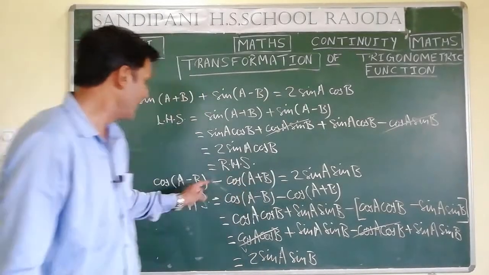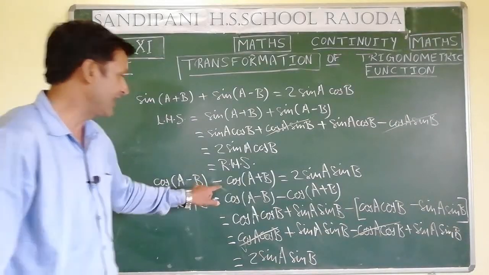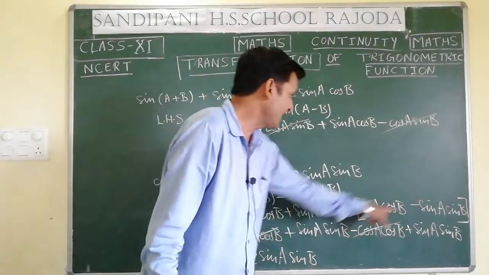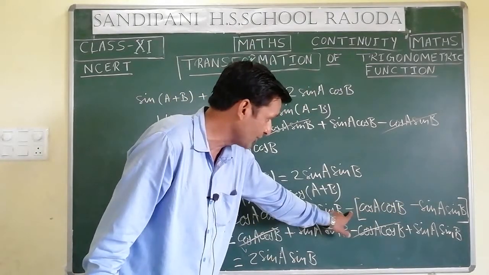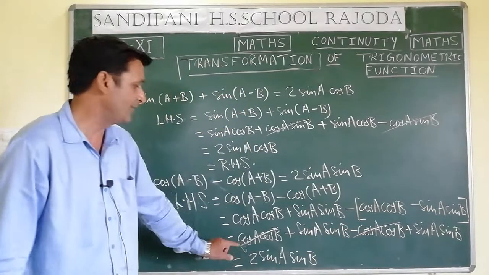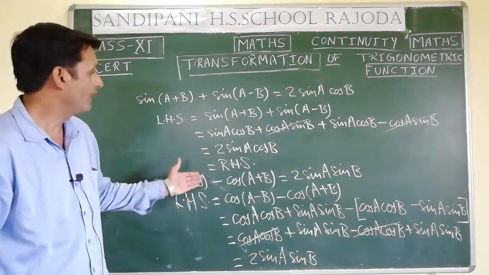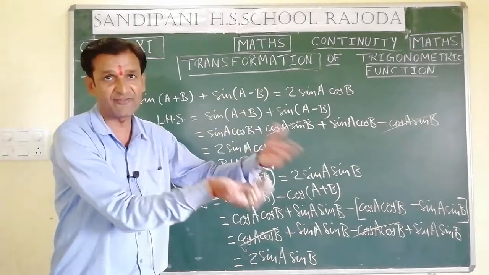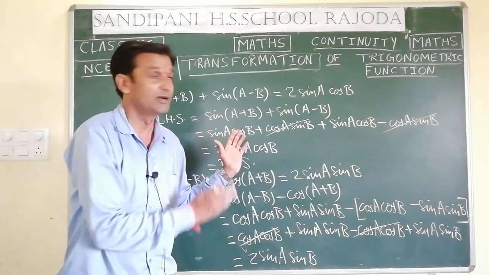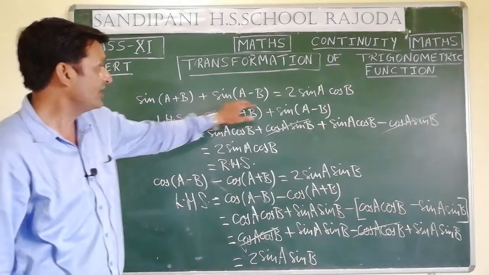Now if it is having a positive sign, in that case what will happen? Here it will be positive. So this sin A sin B term will be cancelled because this is positive. So sin A sin B will be cancelled, and cos A cos B plus cos A cos B will be 2 cos A cos B. So for the difference, another transformation is there, and for the summation another type of transformation is there, in the form of summation, it is in the form of product.